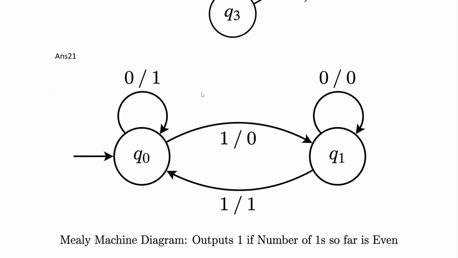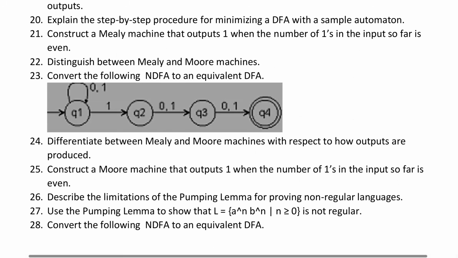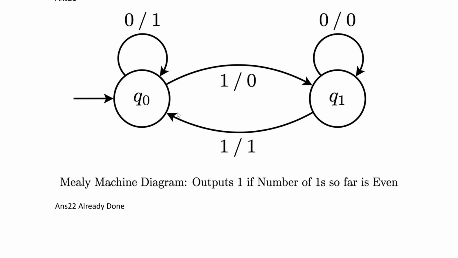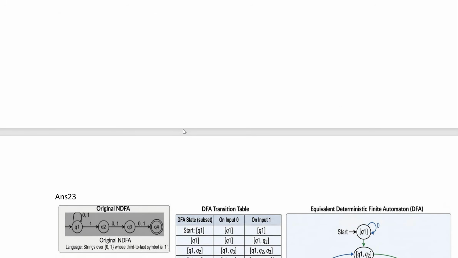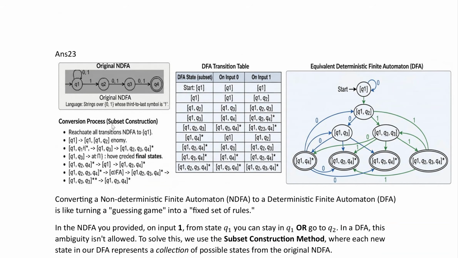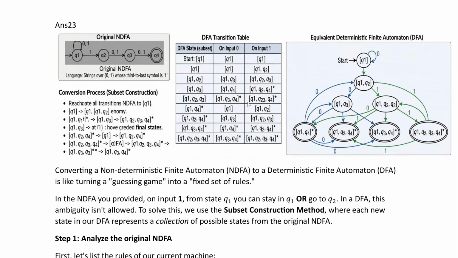So these are the inputs. I'll explain later when we deal with the steps in detail, because the steps are not shown here and you will not be able to understand. So let us jump to question number 22: distinguish between Mealy and Moore machine. The answer to this problem has already been explained to you. Further, you can refer to this solution also.